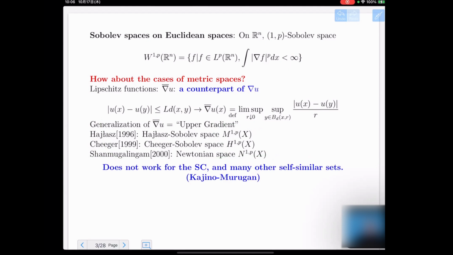But recently, Kajino and Murugan showed that for the Sierpinski carpet and many other self-similar sets, this idea won't work. The simple reason is that there are no Lipschitz functions in the domain of the Dirichlet form. So we need some new kind of definition of Sobolev spaces for these self-similar sets, the Sierpinski carpet or other self-similar sets.